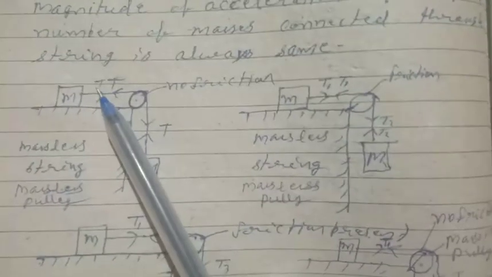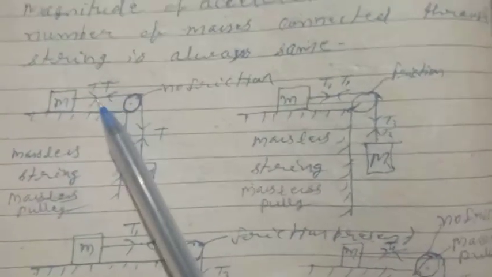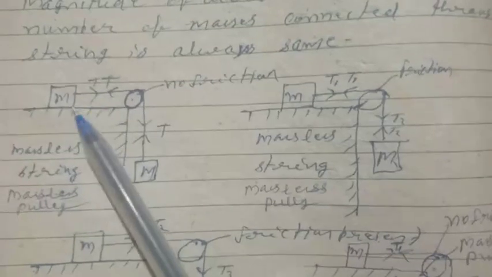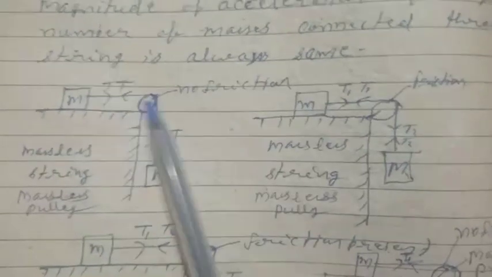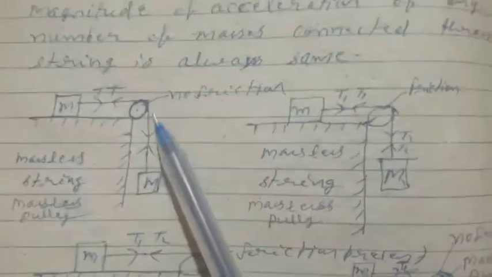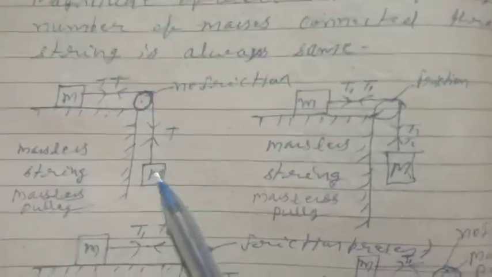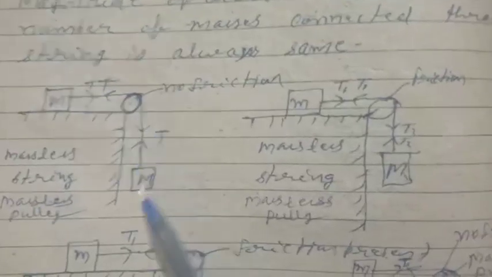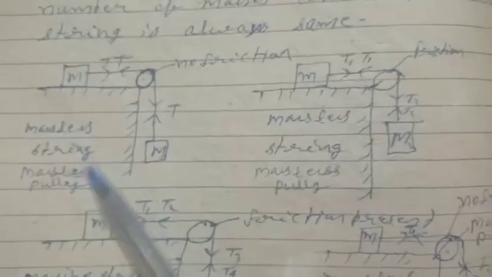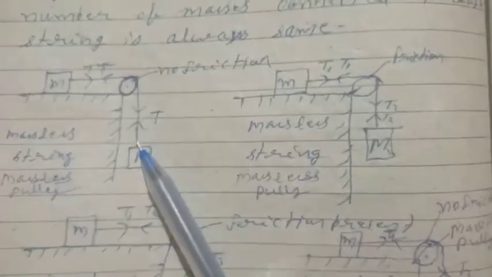That is, as we discussed earlier, tension is of a pulling behavior, and it is always away from the body which experiences it. If we consider this body, then the tension in the string will be in this direction. If we consider this pulley, then the tension will be in this direction. Similarly, for this pulley the tension will be in this direction, and for this body the tension will be in this direction, that is, away from the body experiencing it. This is the case for a massless string and massless pulley. There is no friction between the pulley and string, so all over the string the tension is the same.